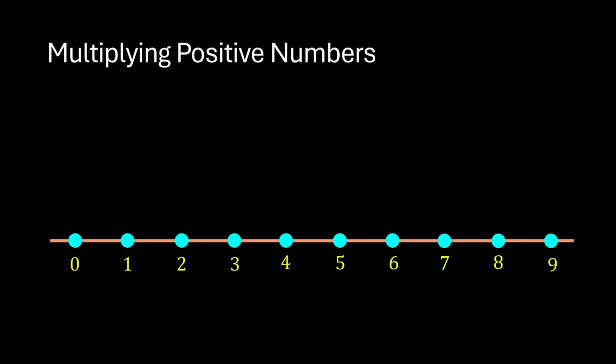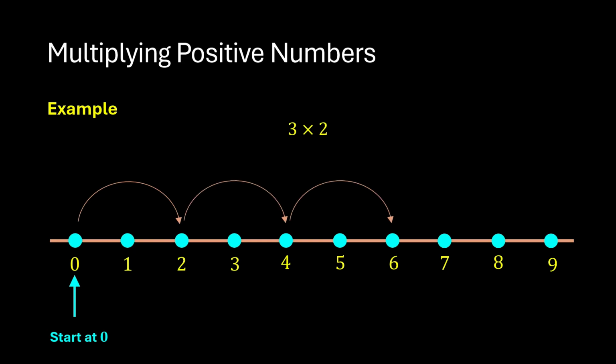Remember that multiplication is repeated addition. So 3 groups of 4 is 4 plus 4 plus 4, which gives 12. This idea also helps us to understand multiplication with integers. On the number line, if we make 3 jumps of 2, or 3 times 2, we start at 0, jump 2, jump 2, jump 2, and we arrive at 6. Therefore, 3 times 2 equals 6.